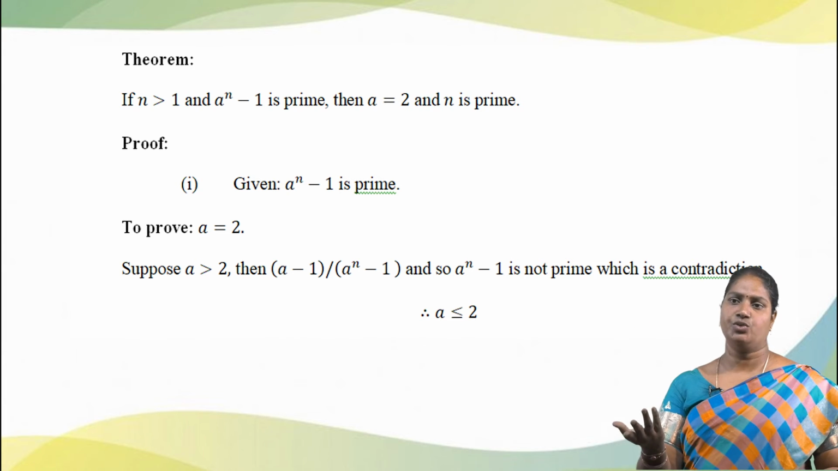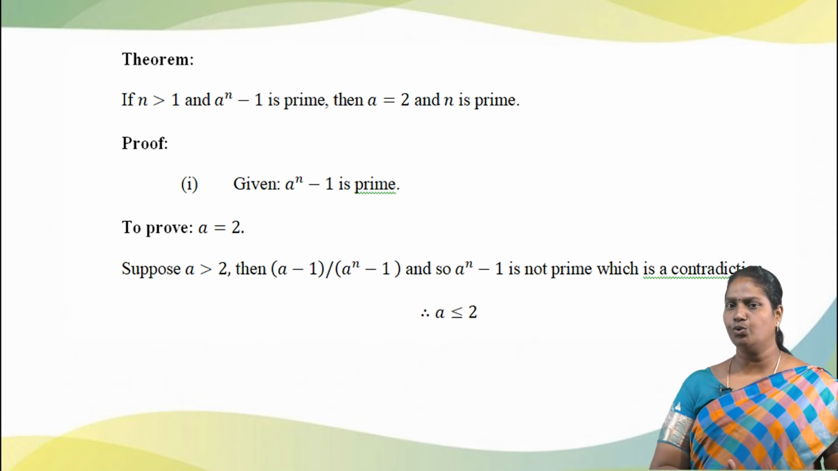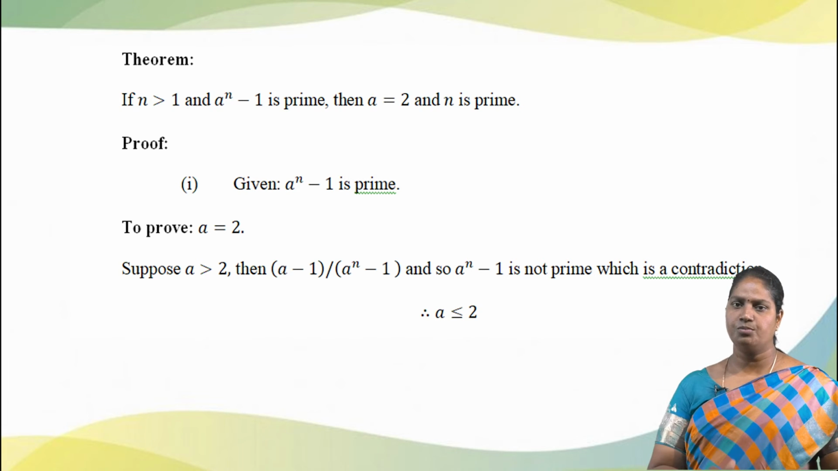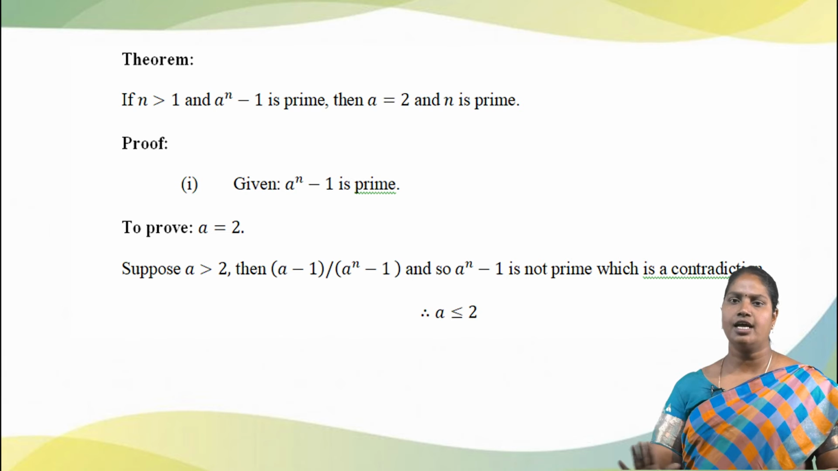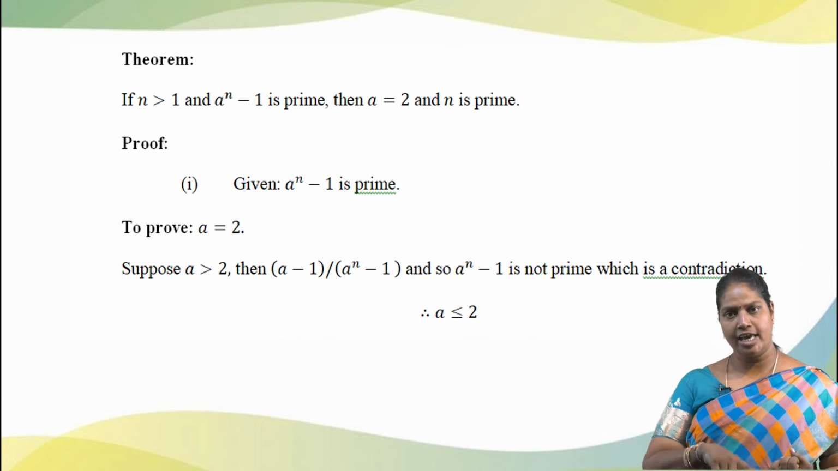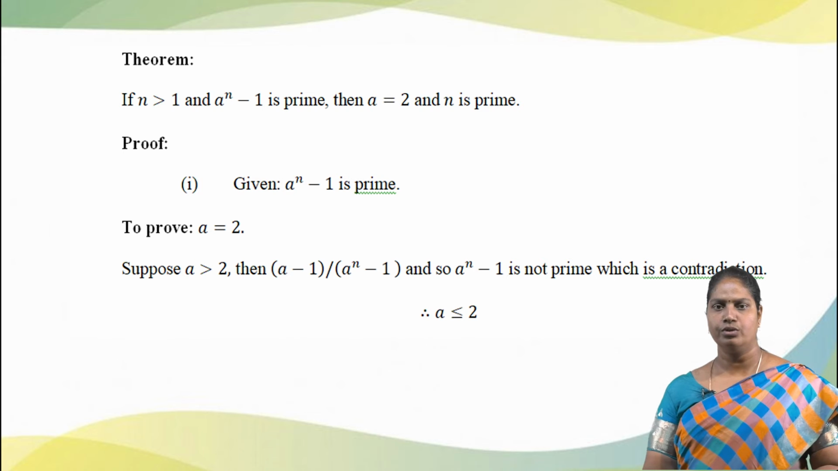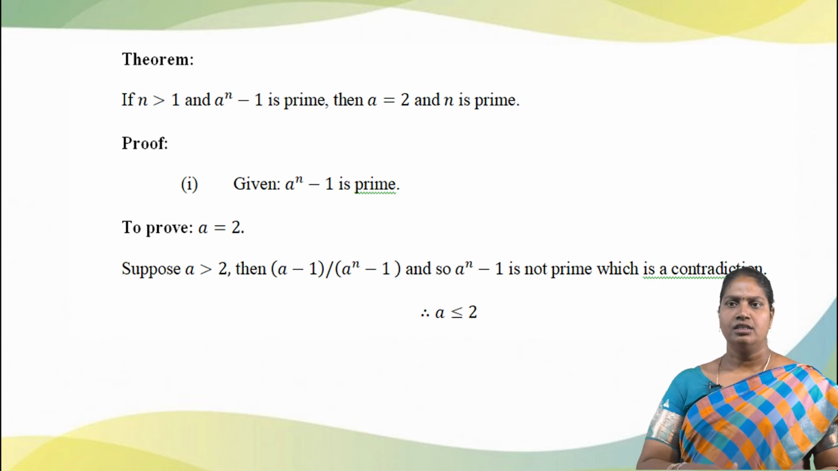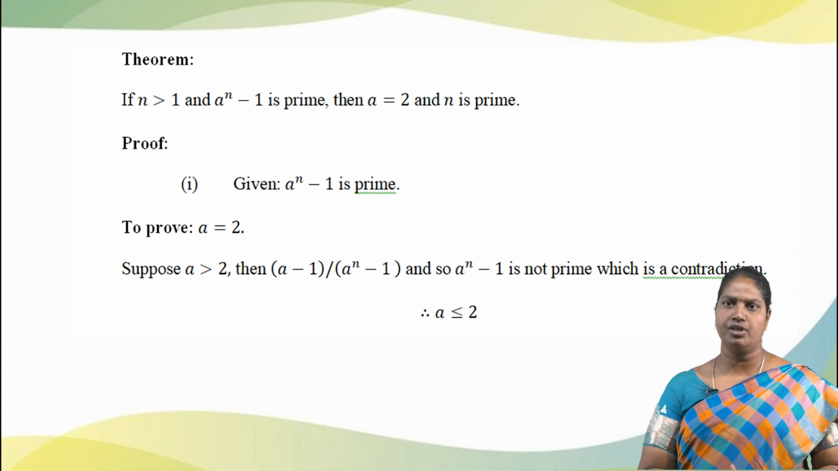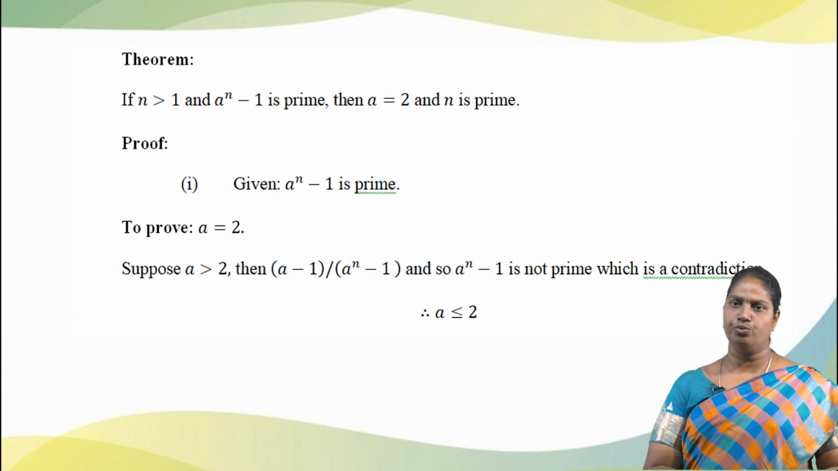So a power n minus 1 cannot be a prime number because a is greater than 2. So this is a wrong assumption. So a should be less than or equal to 2, which means only two possibilities: a equal to 1 and a equal to 2. If a equal to 1, then what is a power n minus 1? It is 1 minus 1, 0. 0 is not a natural number, so this is not possible. So therefore a must be 2.